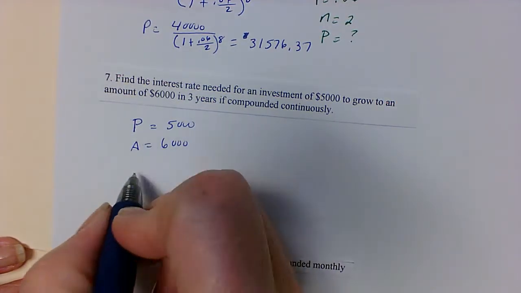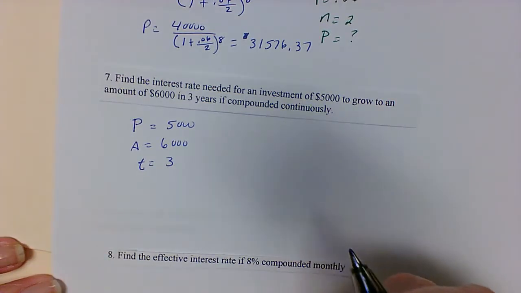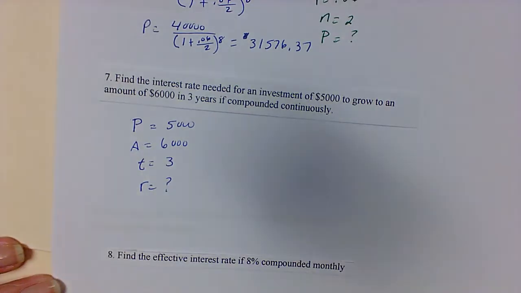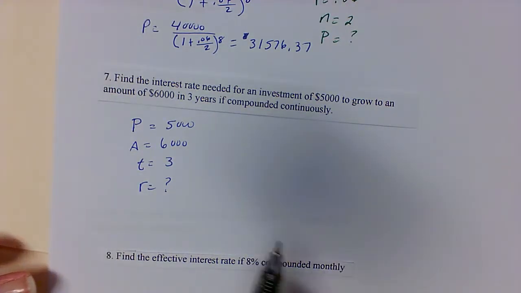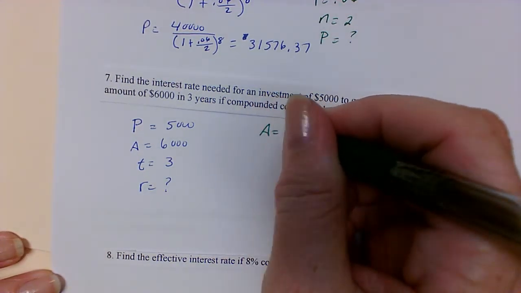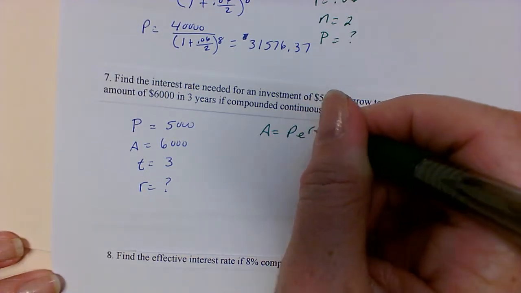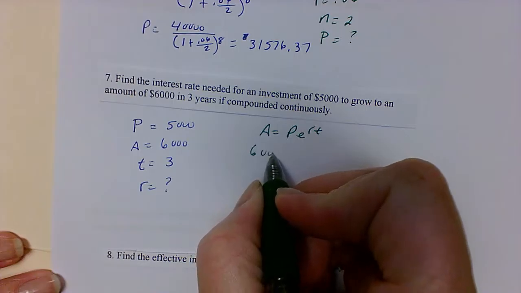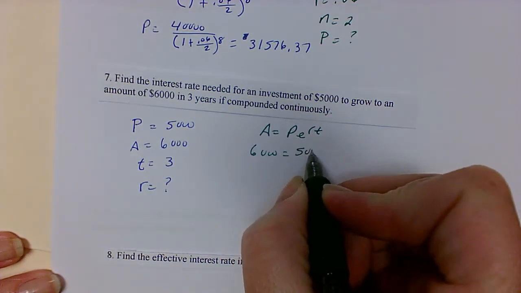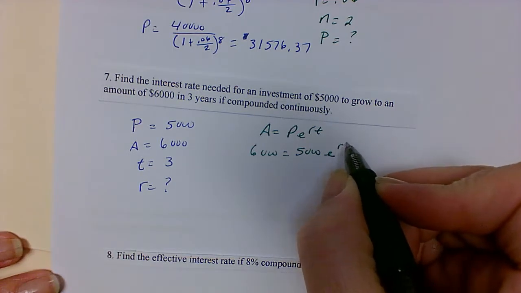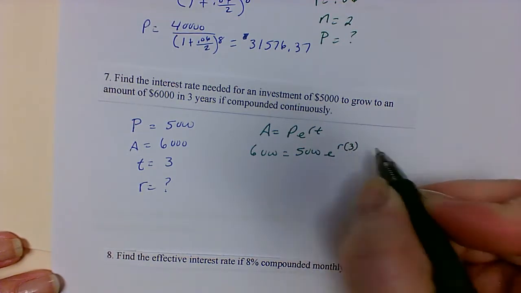And we have T, which is equal to 3. And we need to find what R is. We do not know what our R equals. So because we're compounded continuously, we will use our A equal to PE to the RT. So the accumulated value of 6,000 equals 5,000 times E to the R times 3, which is our T.